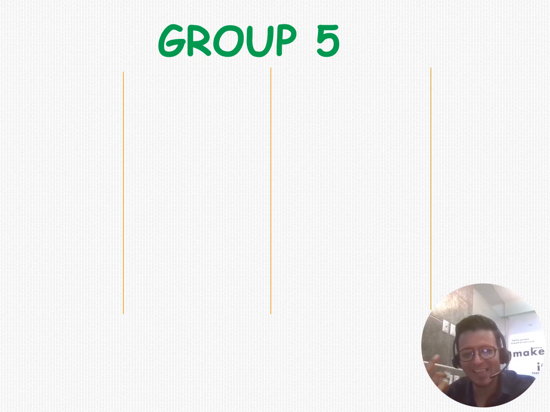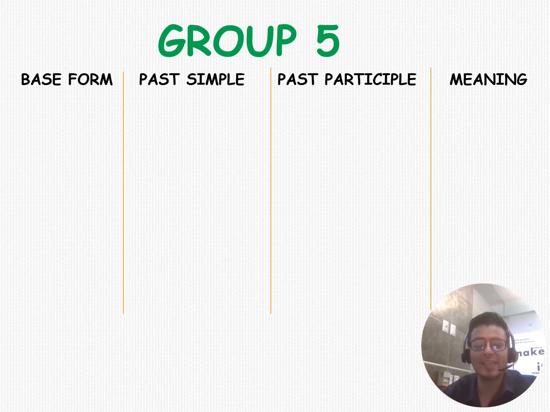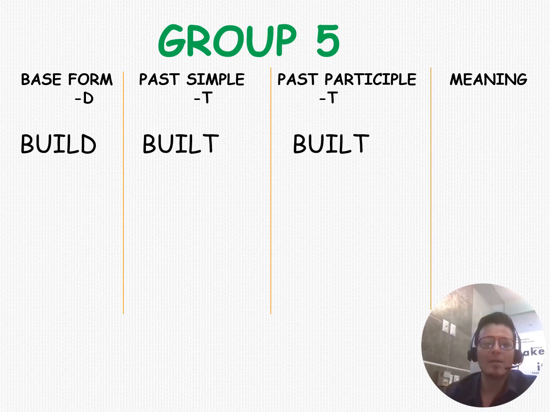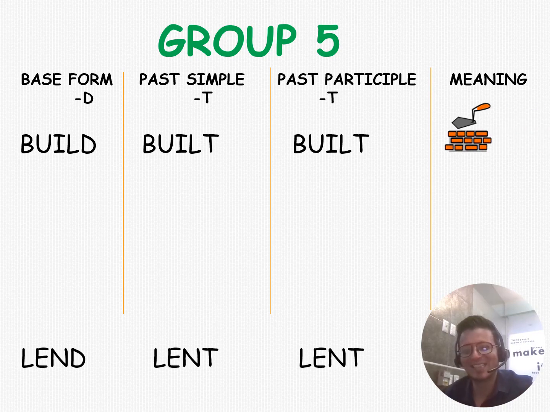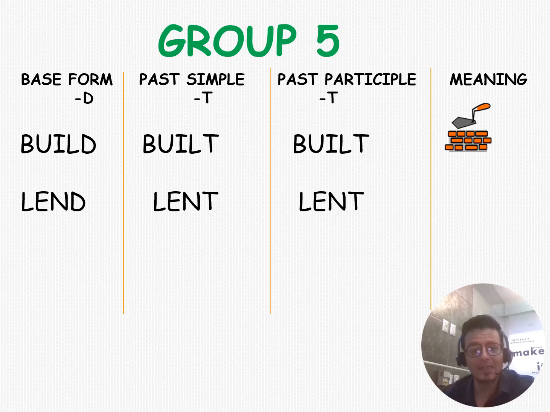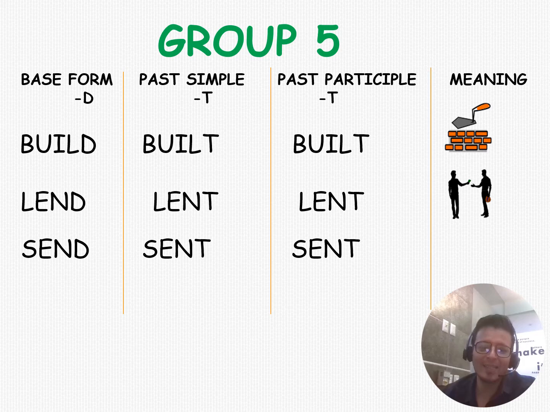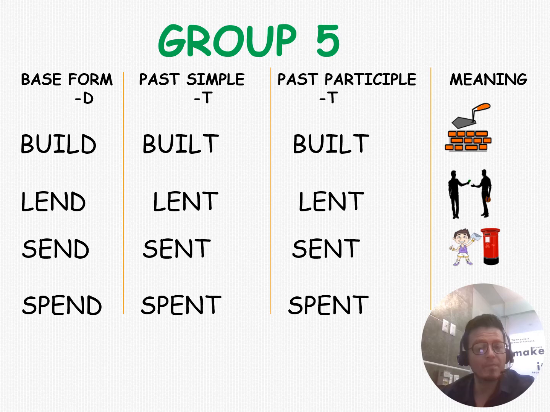All right, group 5 are those that in its base form have the D ending, and in past and participle, the T ending. Do you know any of these verbs? Let's go over them. Build, built, built. Lend, lent, lent. Send, sent, sent. Spend, spent, spent.